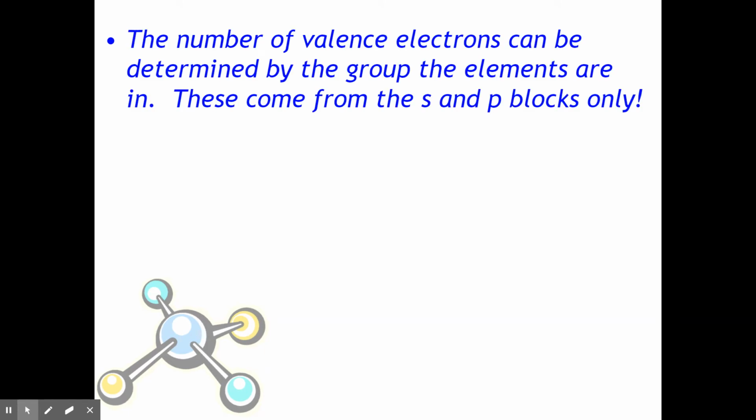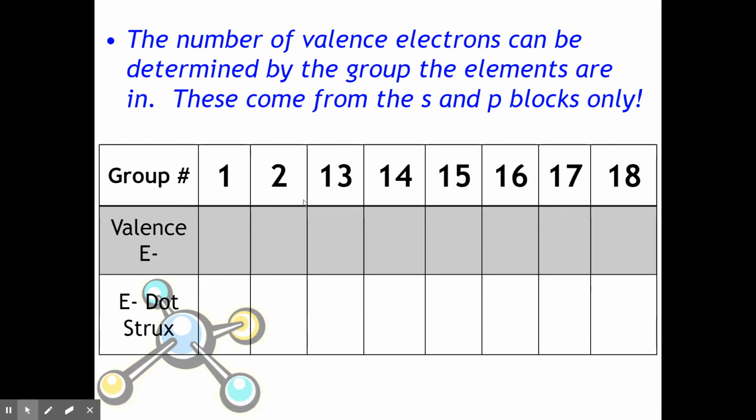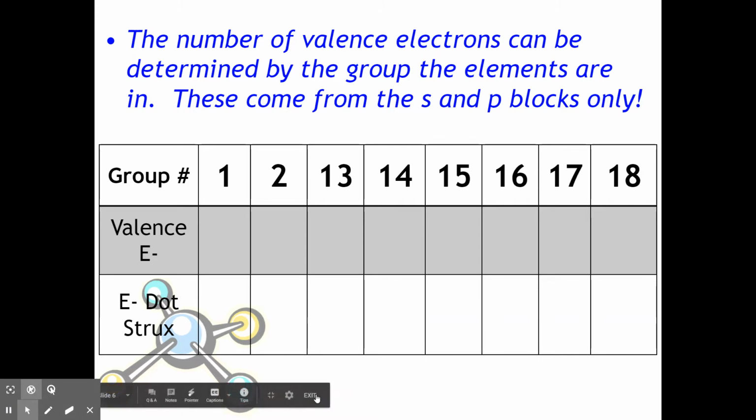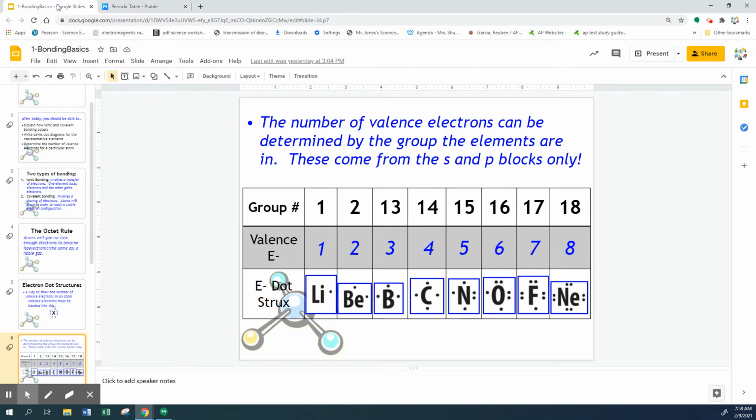The number of valence electrons can be determined by the group that the elements are in. These come from the s and p blocks only. So notice we have group 1, group 2, and we skip the transition metals and go to 13 through 18. I want to show you on a periodic table: we're just talking about group 1, group 2, skip these in the middle, and talk about 13, 14, 15, 16, 17, and 18. Okay, those are the groups we're talking about.